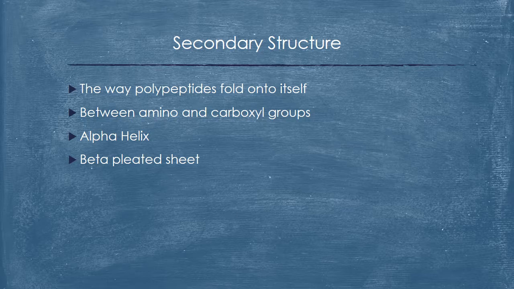So the next type of structure we have is called secondary structure, and this is the way polypeptides fold onto itself, and it's between the amino and carboxyl groups. When the polypeptides fold onto itself, we get 2 types of motifs. We have the alpha helix and a beta pleated sheet, and I'll describe more of that later.